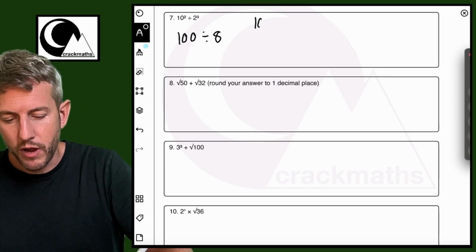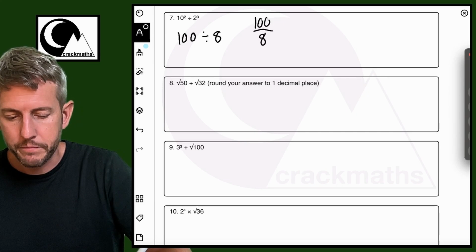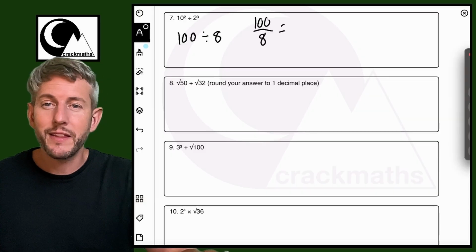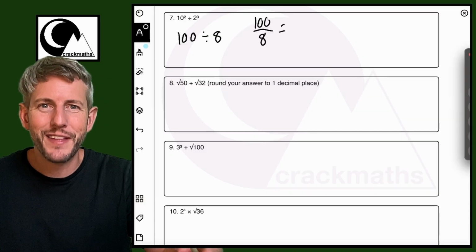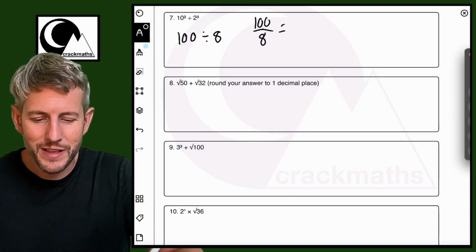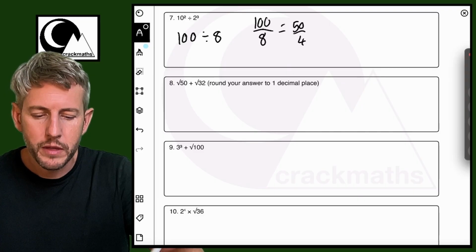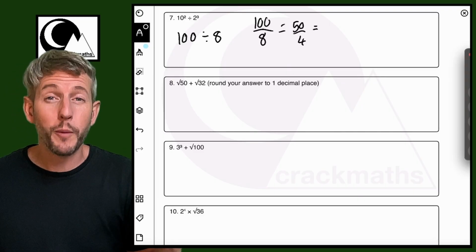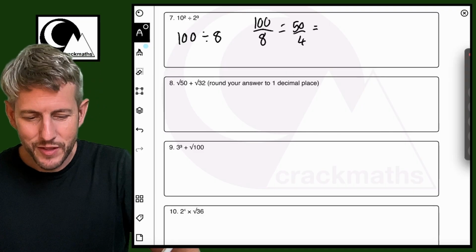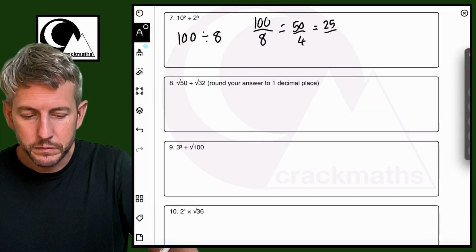So I'm going to actually write this as a fraction and cancel it down. Okay, so 100 over 8, they're both even numbers, so they can both be halved. So that's going to be 50 over 4. And again, 50 over 4 are both even numbers, so can be halved. So that's going to be 25 over 2.